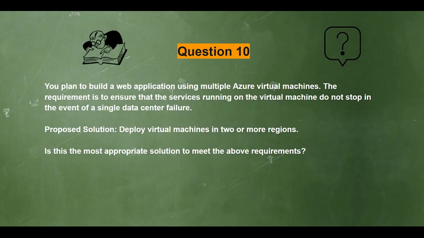Question 10. You plan to build a web application using multiple Azure virtual machines. The requirement is to ensure that the services running on the virtual machine do not stop in the event of a single data center failure. Proposed solution: Deploy virtual machines in 2 or more regions.